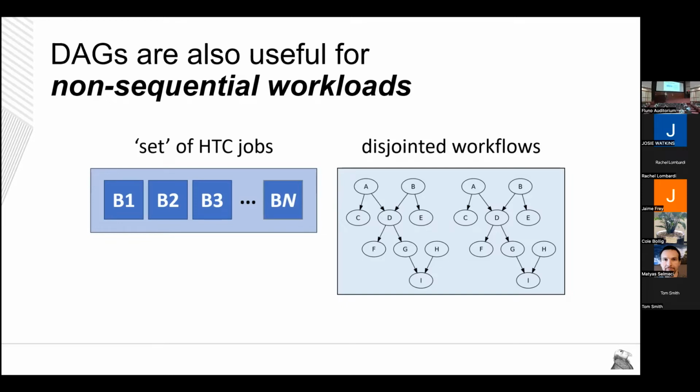There are some features of automation and robustness that appear in DAGMan that just aren't quite as available or useful in a submit file only context. And so you can always have a set of HTC jobs expressed in a DAG with no parent-child relationships. And you can combine multiple workflows rather than having to write DAG files for each of several disjointed workflows. You can still have one big DAG file and just establish which nodes are connected to each other or not based upon their parent-child relationships.